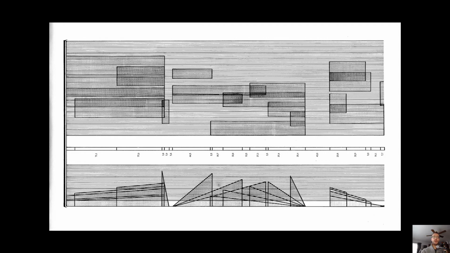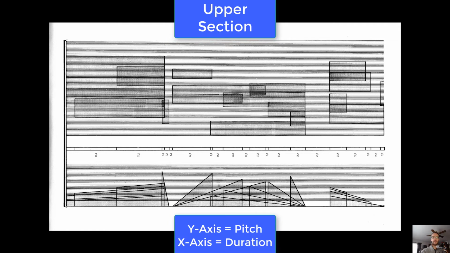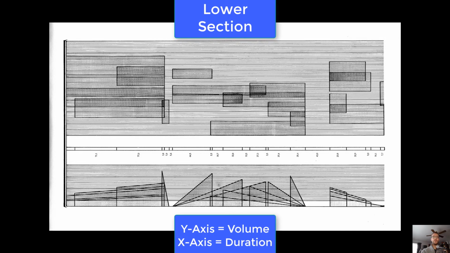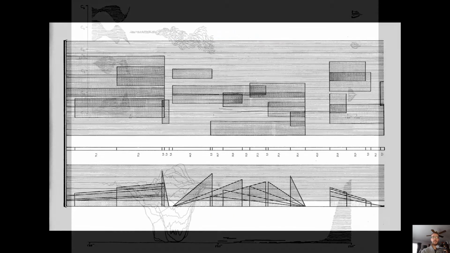Here's the score for Stockhausen's Study 2, an electroacoustic piece with a graphical score. The rectangular masses indicate specific bands of frequencies on the y-axis to play for specific durations as indicated on the x-axis. Underneath is a smaller graphical indication for dynamics in the form of triangular masses that ramp up and down from pianissimo to fortissimo on the y-axis for a determined length of time on the x-axis.